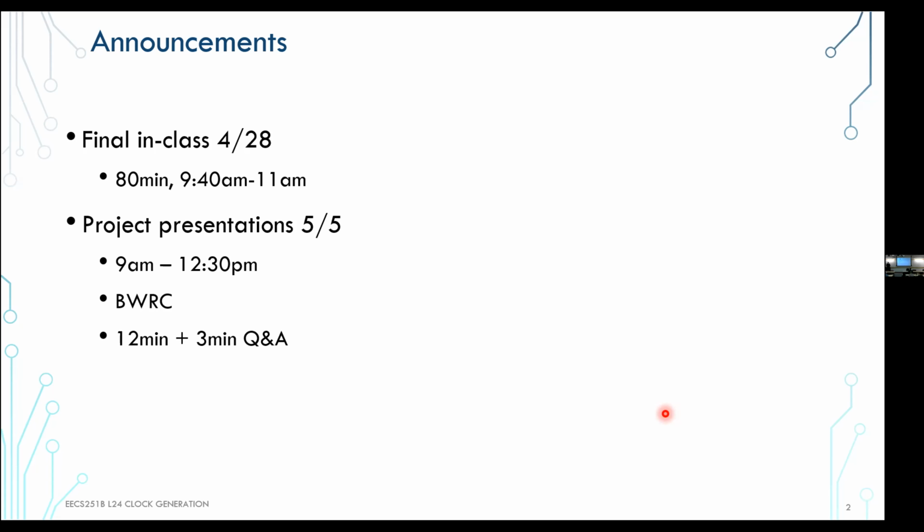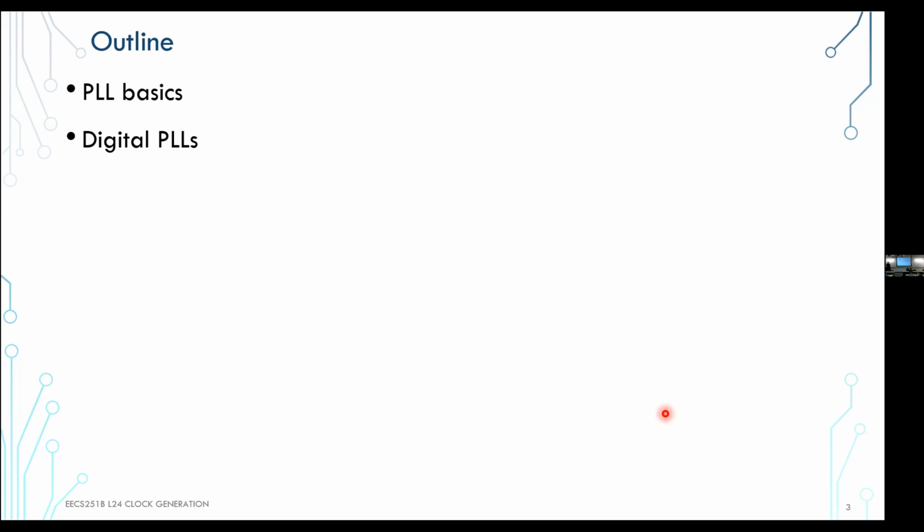Okay, so those are the announcements. So today we're going to look at the clock generators. A phase-locked loop is basically a way to generate the clock in the most flexible way, in the sense of being able to multiply it up from a reference and things like that, as we'll see. And then we're also going to talk first about the basics. How does the loop work?